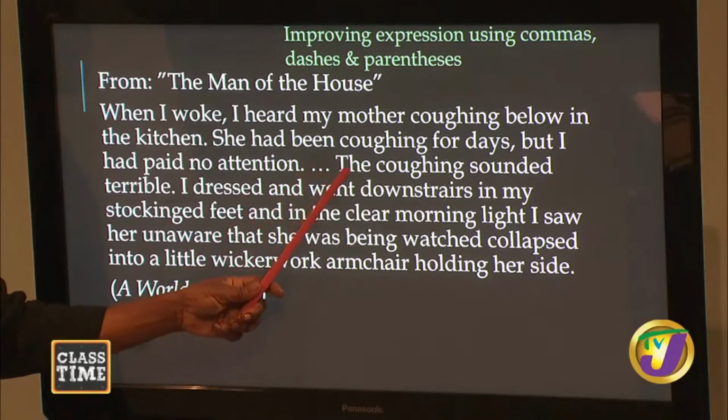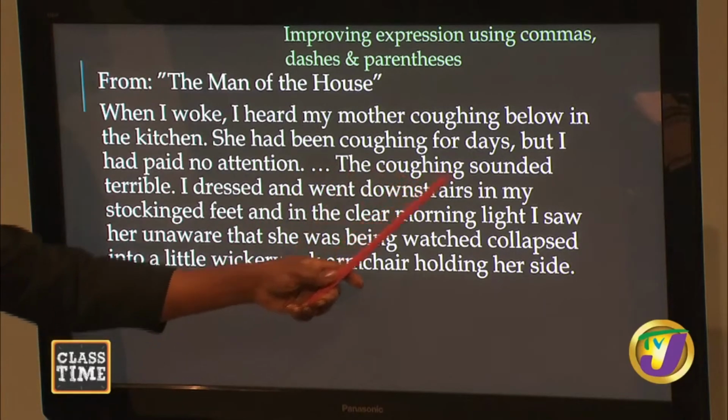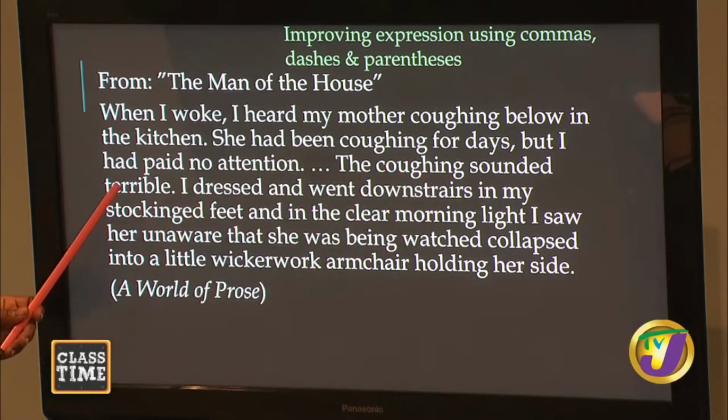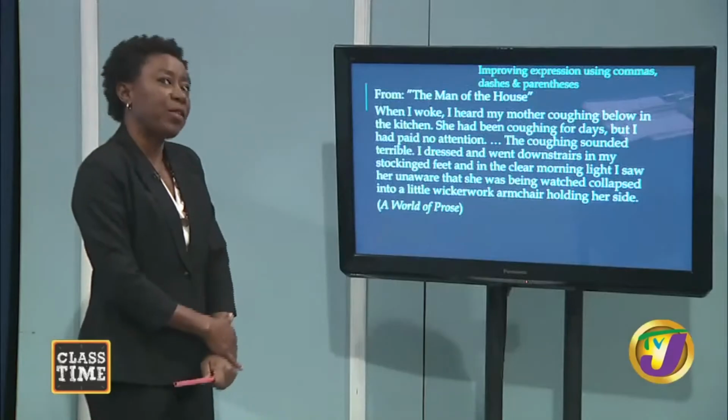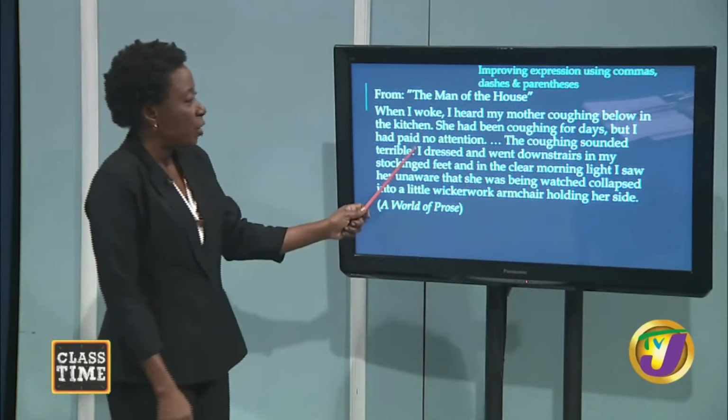Now look at the latter part. The coughing sounded terrible. You see this sentence? How many parentheses can you find in this long sentence? See, it's long. How many parentheses can you find in that sentence? How many additional thoughts? What's the main thought of this sentence down here?